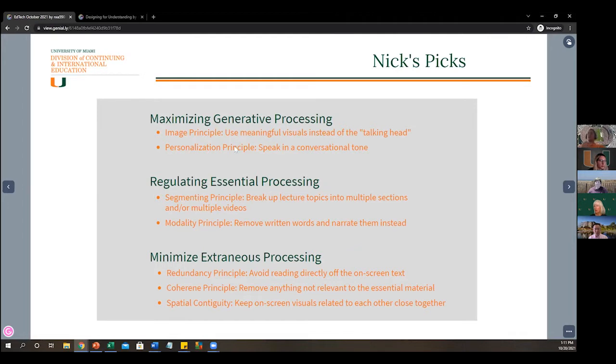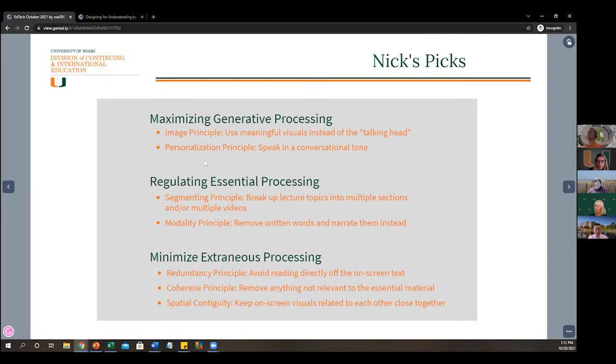And that basically means in your videos, in your presentations, use meaningful visuals, not necessarily like the talking head as has been referred to in the past, where it's just an individual talking to a camera. It's this face the entire time. There's not necessarily any visuals or graphs or pictures or documents or anything related to the material that's being discussed. So definitely make sure that you want to include meaningful visuals in your presentations.